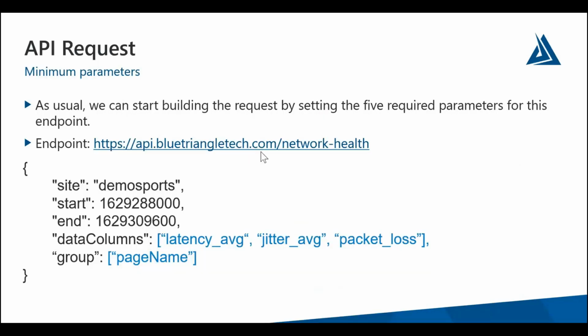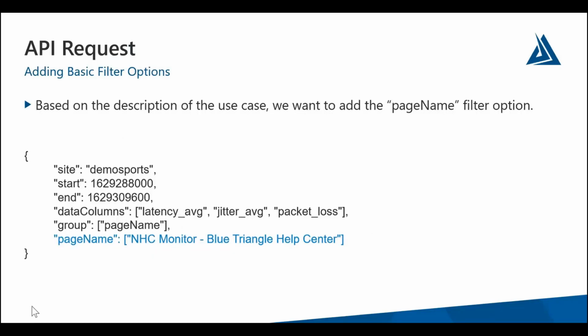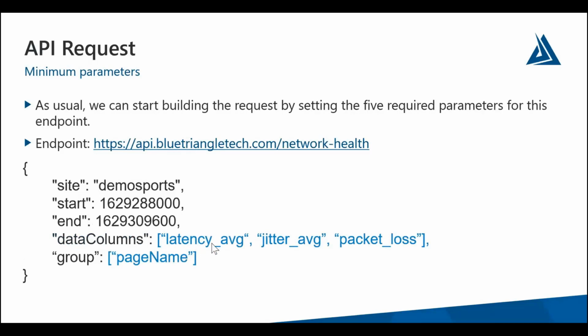So we're going to start with the minimum required parameters. This is the best place to start, as always. The endpoint here is going to be aggregate data, so we're going to use the network health endpoint. We're going to specify the site. Obviously, the start and end is a 6-hour period, so we could use epochconverter.com to make sure we have those correct. And then down in data columns, we're going to get latency average, jitter average, and packet loss. And these are all found in the documentation for this endpoint. So be sure to double check that and make sure you know what you're putting here in your data columns.